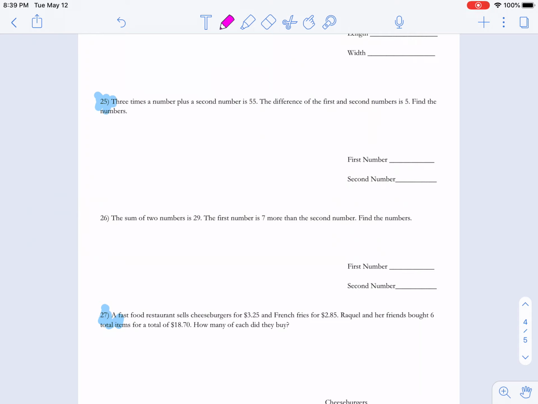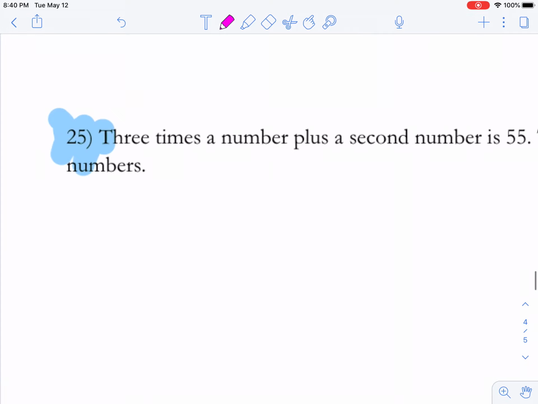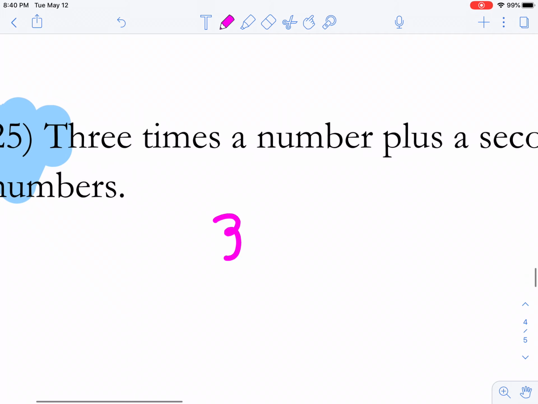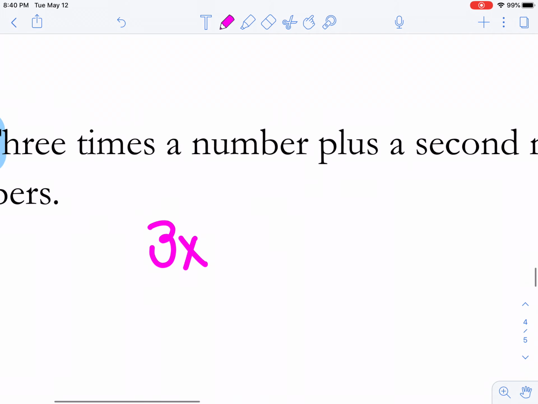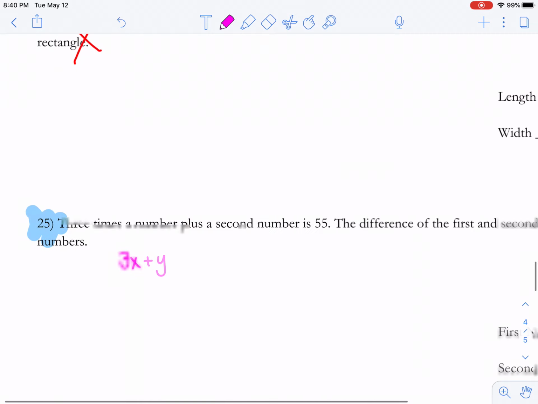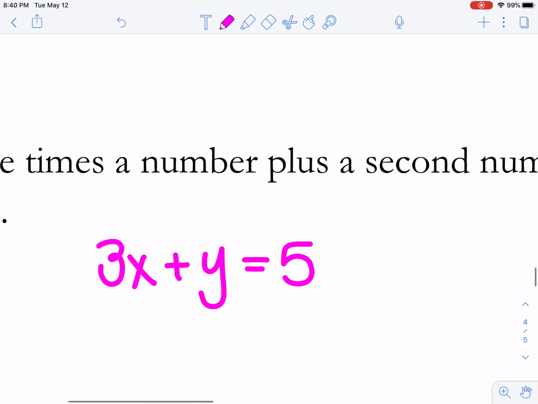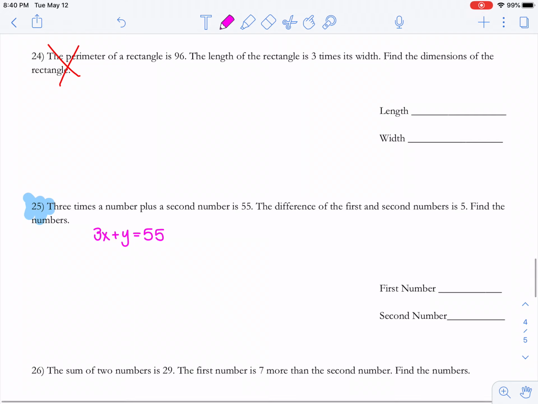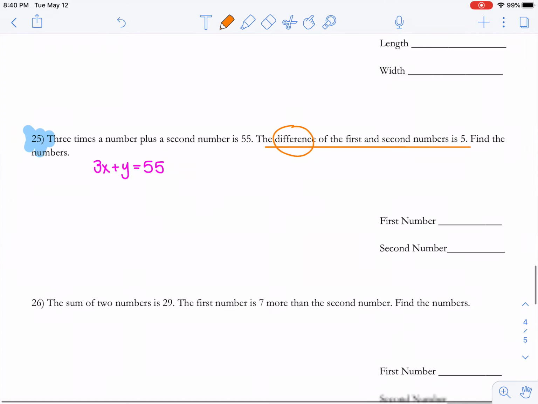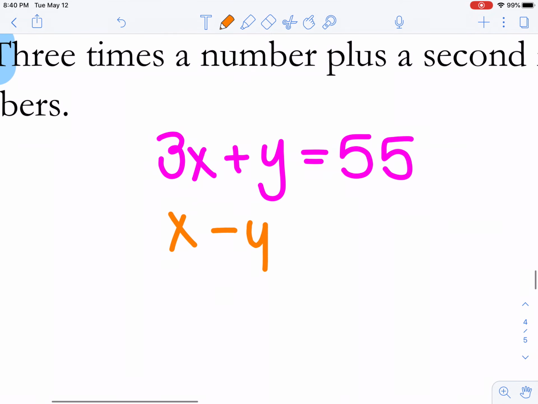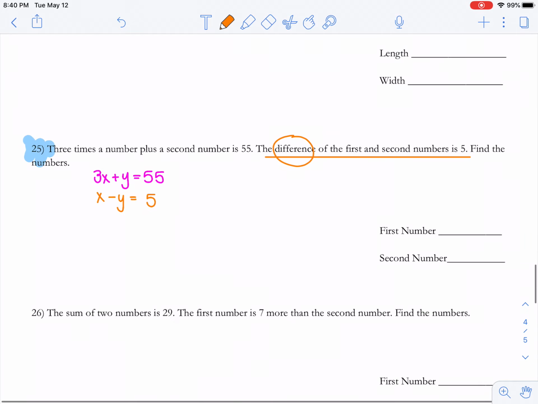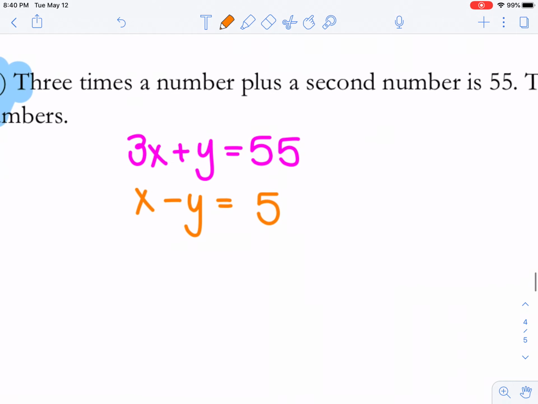So for example, number 25, 3 times a number plus a second number is 55. So 3 times a number, so let's do 3x, plus a second number. So it's a different number, so let's call it y, equals 55. There's my first equation. Okay, second equation. The difference of the first and second number is 5. Difference means to subtract. So if I'm taking the first number and subtracting the second number, I get 5. There's my second equation. And then it says find the numbers.